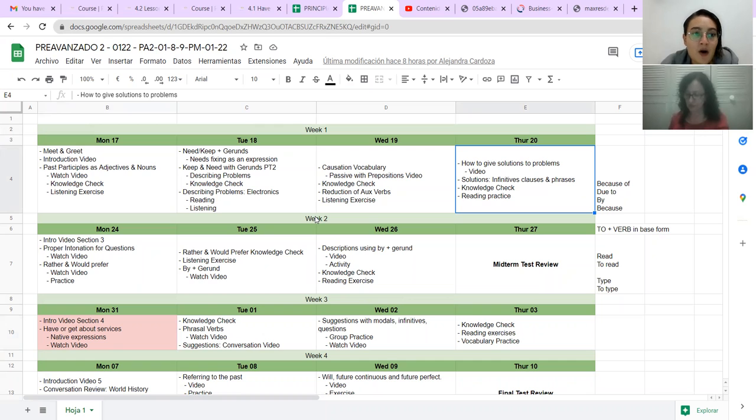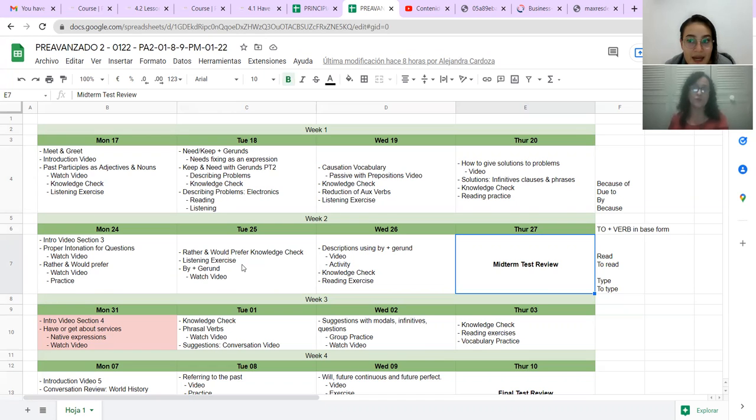In previous weeks, we've talked about the past participle with adjectives, with nouns during week one, describing problems with keep and need, causation with prepositions, the passive voice with prepositions. And we've also talked about infinitive clauses and phrases. We reviewed proper intonation, would rather and would prefer, and by plus gerund. Then we did the midterm test last Thursday. So last Thursday, we finished section three. And today we are ready to start with section four.